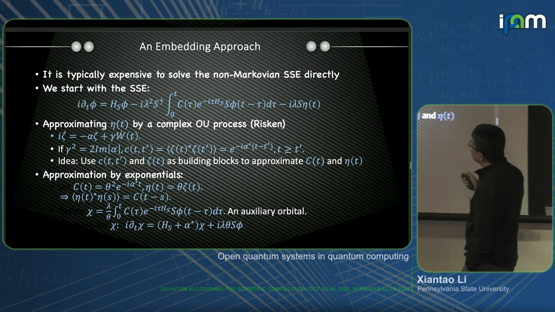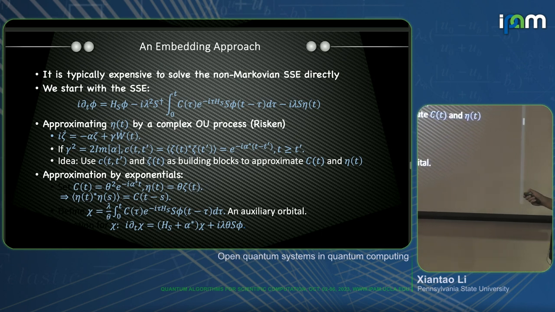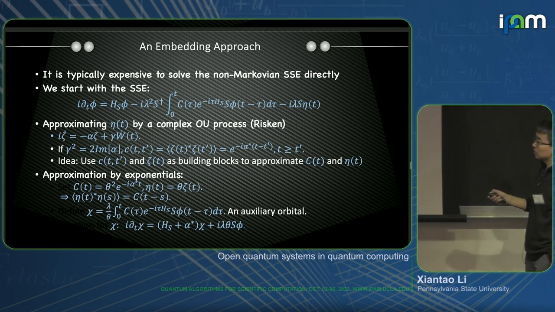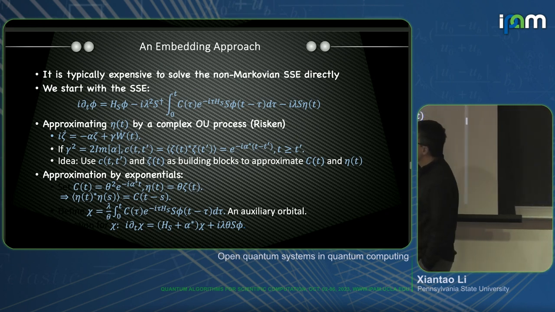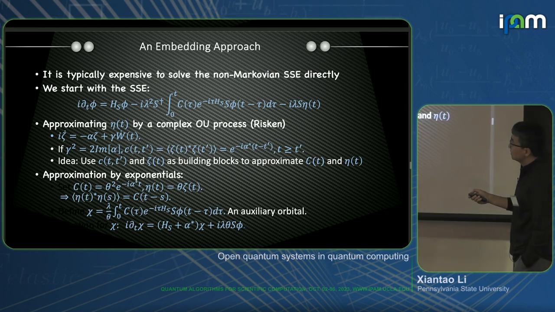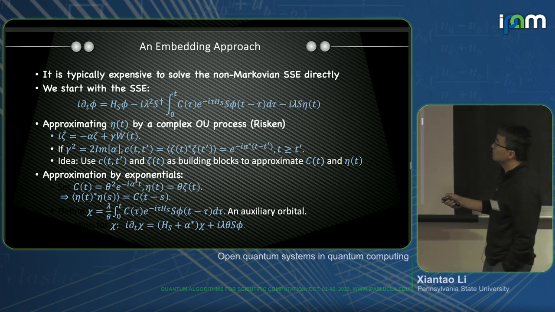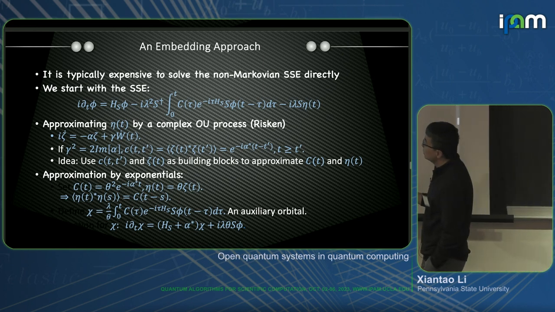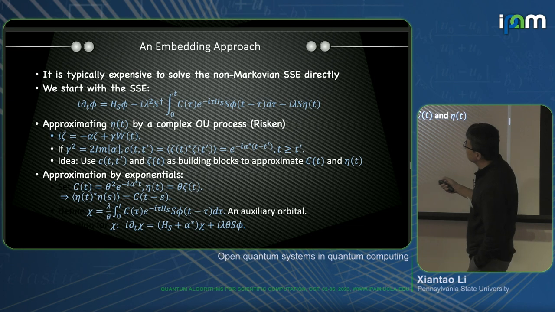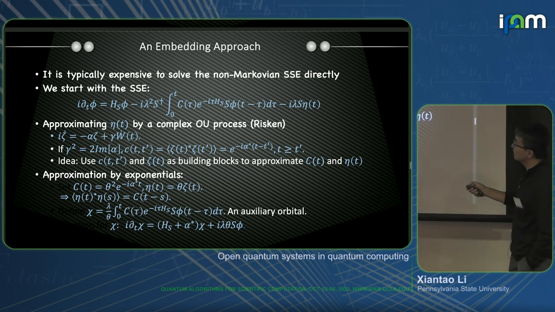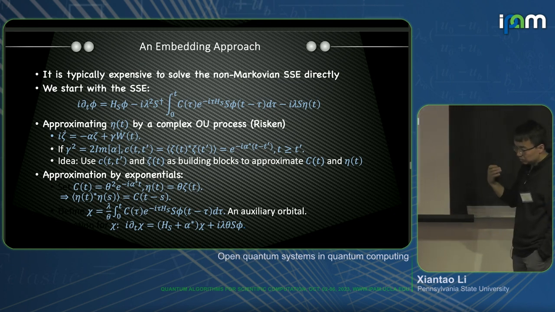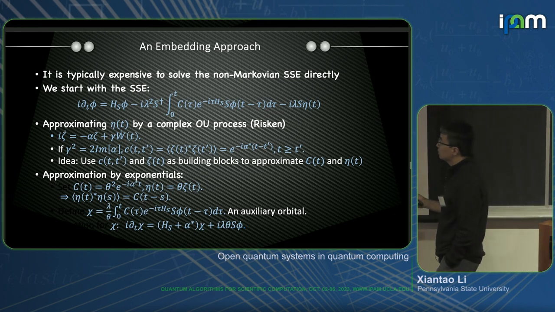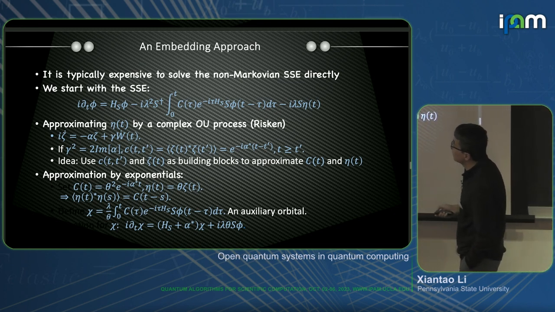You do this as follows. Let's say that this Gaussian process can be approximated by an OU process. The OU process is one of the simple Gaussian processes, and it satisfies this simple linear SDE. The time correlation of this OU process is going to be this exponential function, but this alpha is a complex number. It doesn't have to be purely imaginary or real. Generally it's a complex number.